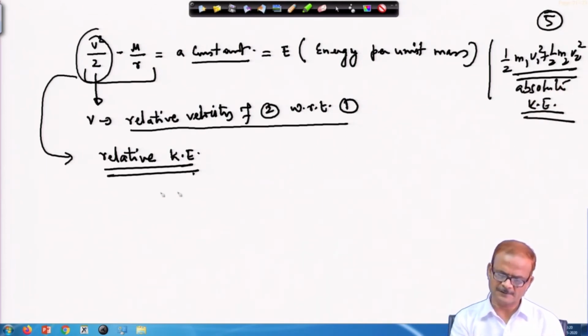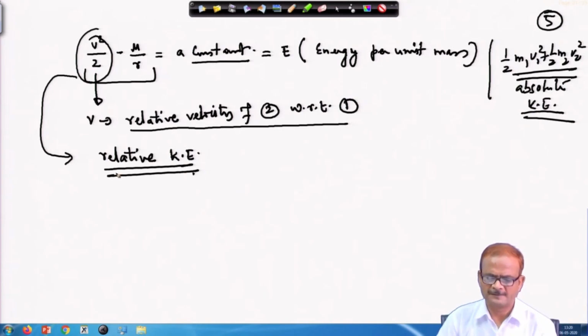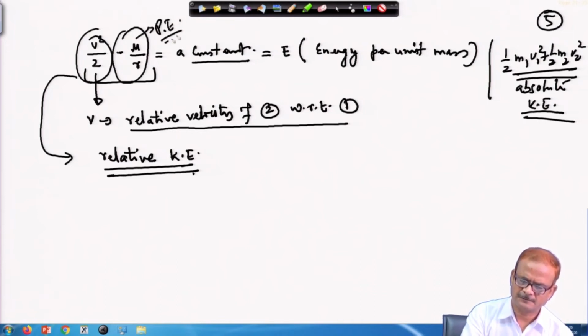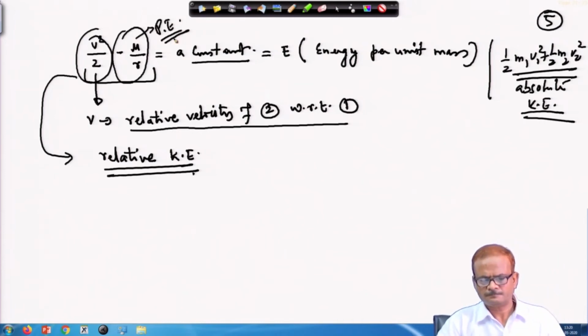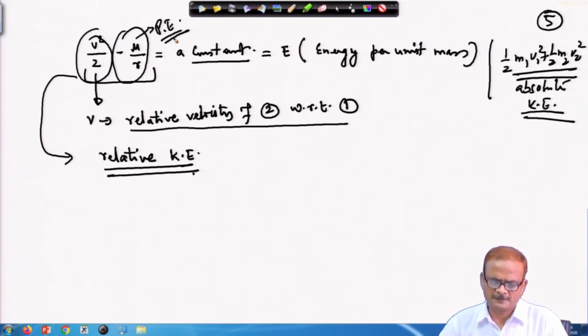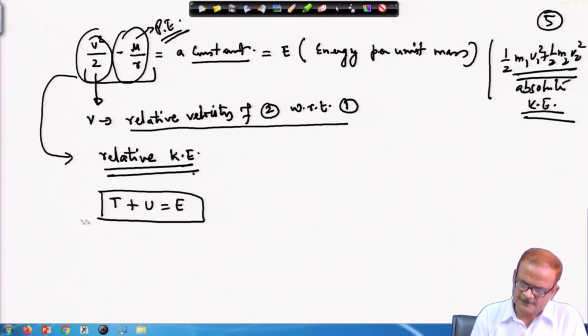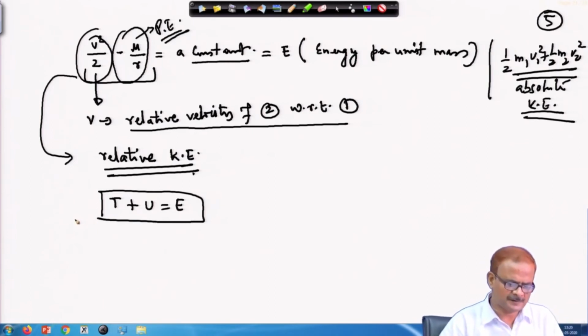Okay, but here this is appearing as relative kinetic energy, and this particular term is the corresponding potential energy term with respect to the first body. So, therefore, this says that T plus U equals E, a constant. Again the same kind of conclusion we derived for the one body problem.